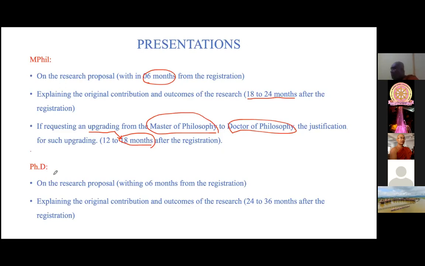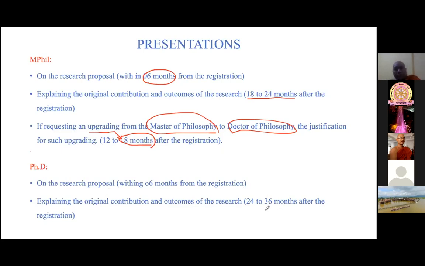For some students who apply for PhD level directly, you also have to do two presentations. The first one is within 6 months from registration. The second one is explaining the original contribution of your research, at 24 to 36 months, if you have completed your research.